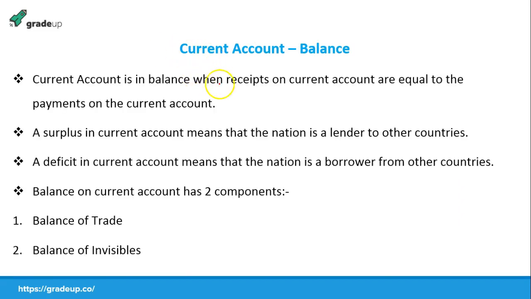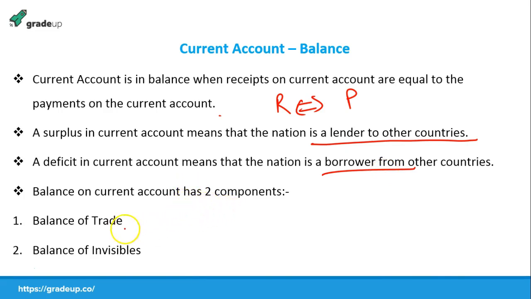Now the current account is in balance when receipts on current account are equal to the payments on the current account. When what we are getting and what we are paying is equal, we can call it a balanced situation. A surplus in the current account means that the nation is a lender to other countries, and the opposite results in a borrower. When there is a current account deficit, we are in a borrower situation. We have taken more, we have paid less.